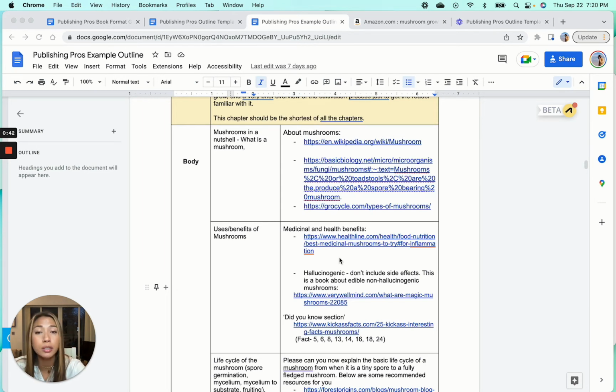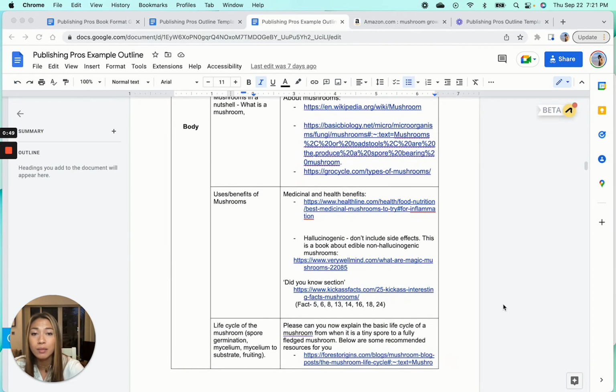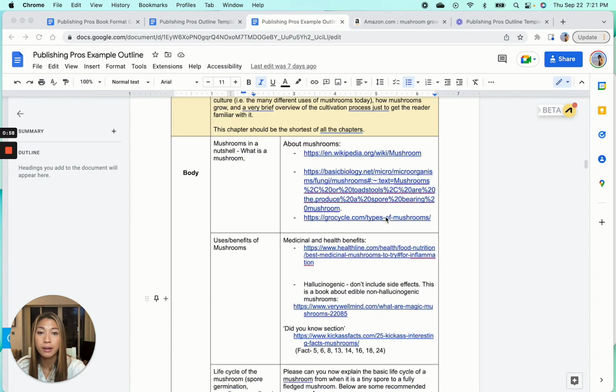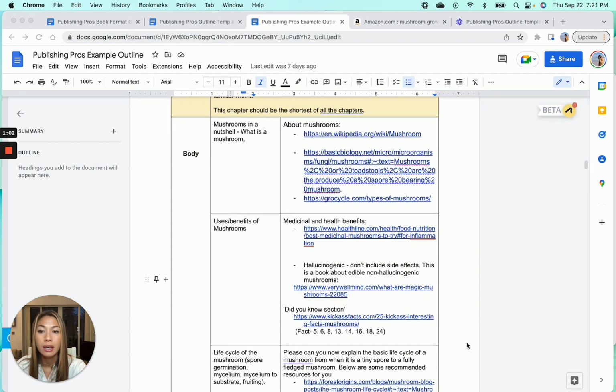So when you're doing your own research, you want to make sure that you're double checking all of the sources that you're sending over. Anytime we link something into one of our outlines, we try to cross-reference with one or two other websites or find any scientific articles that we can back it up with.